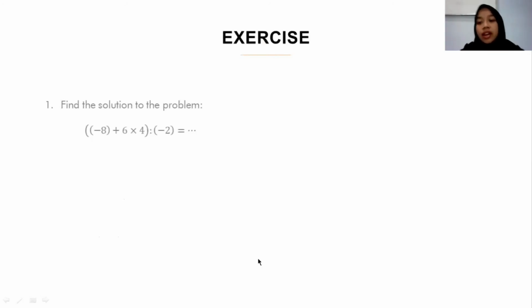So here I have the exercise for this material. Find the solution to the problem. (minus 8 plus 6 times 4) divided by (minus 2) equals blah blah blah. So I will give you the solution here. Let's find the solution. Okay.